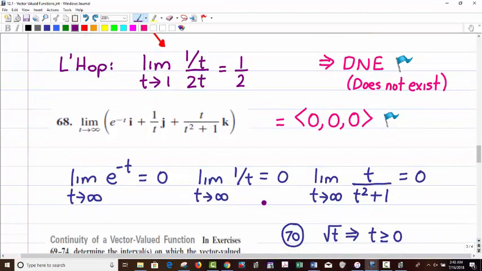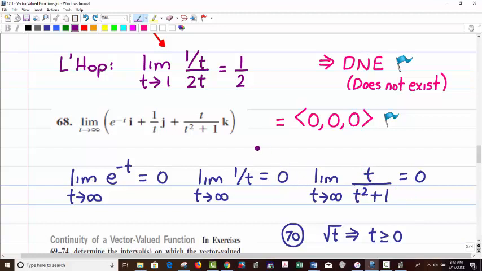That means the entire thing does not exist. Now here's one where t is approaching infinity. e to the negative t is basically e to the negative infinity, which is essentially 1 over infinity, so that's going to go to 0. The middle one's obviously going to go to 0, 1 over infinity. And the third one, once again, larger power on bottom than top guarantees 0.